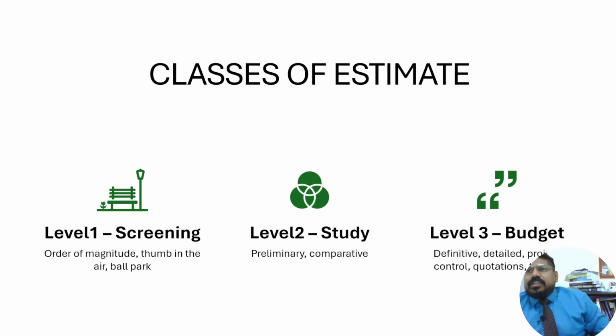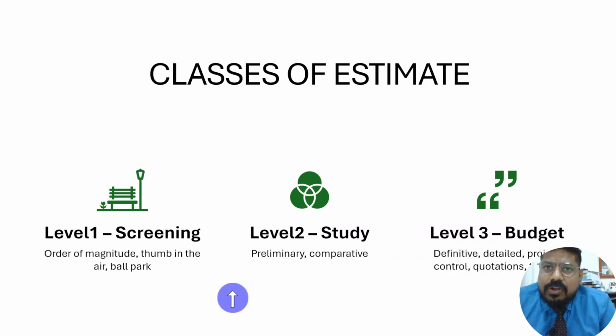Classes of estimate. Level 1 is screening, order of magnitude, thumb in the air, ballpark, which means you are making a guess. Level 2 is studies, preliminary, comparative, and level 3 is budget, definitive, detailed, project controlled, quotations, and tender. Level 3 is the place where you release the contract. Level 3 is the place where you release tenders once everything has been finalized correctly.